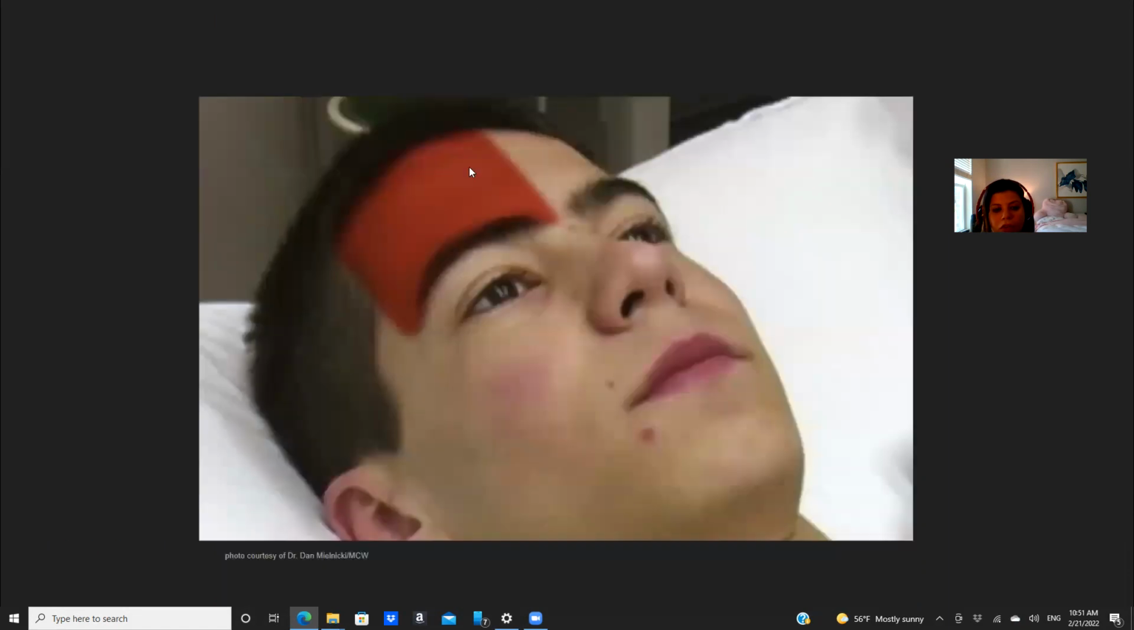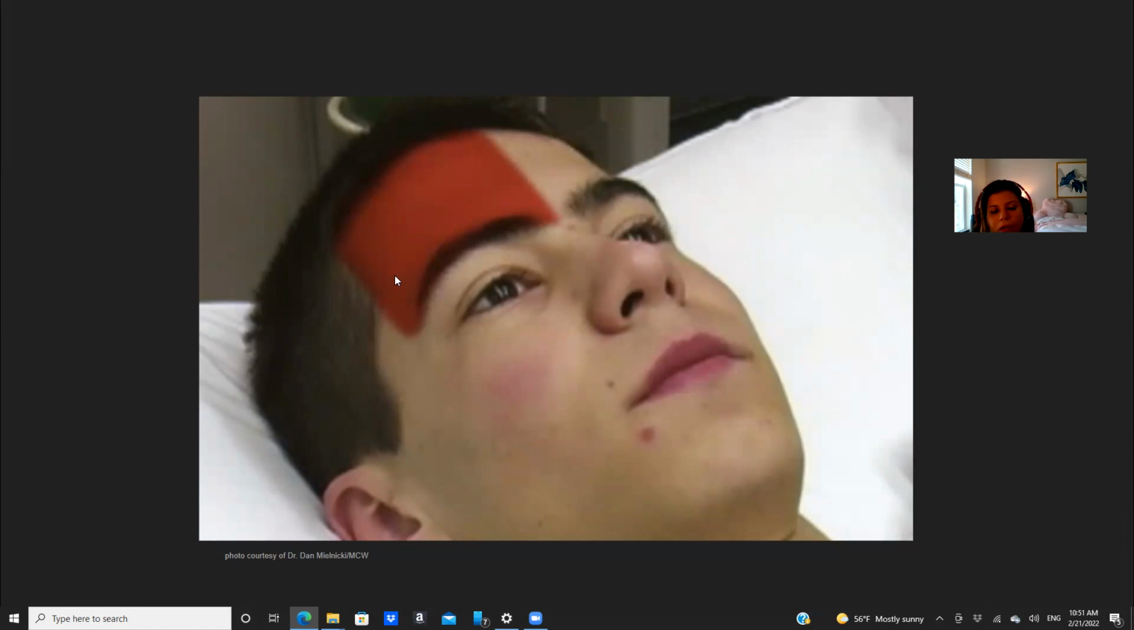Okay, so if you do successfully block the supraorbital nerve, this is the area that will go numb. So it's useful for lacerations of the eyebrow and forehead.